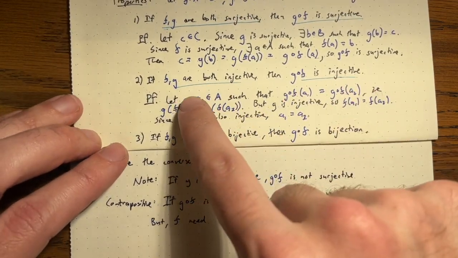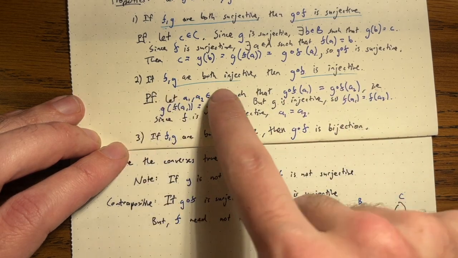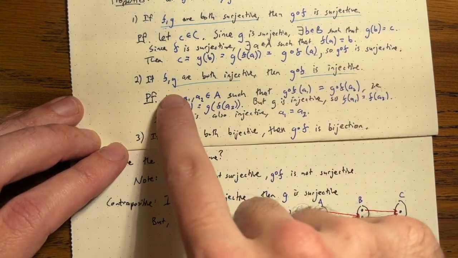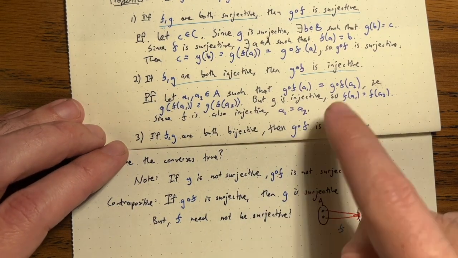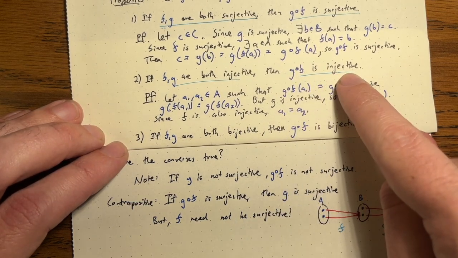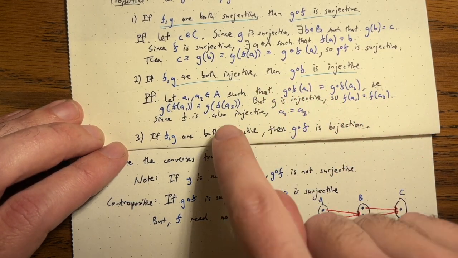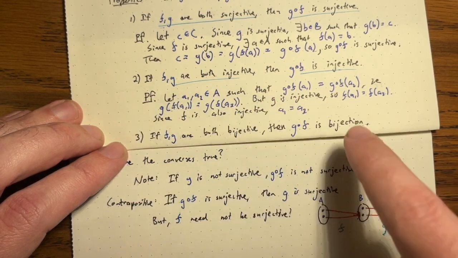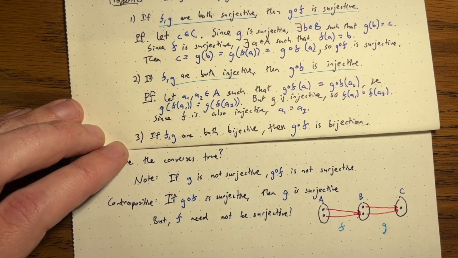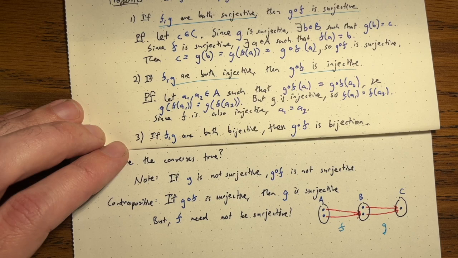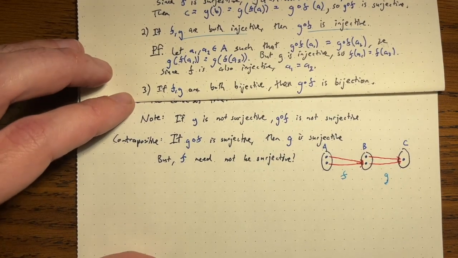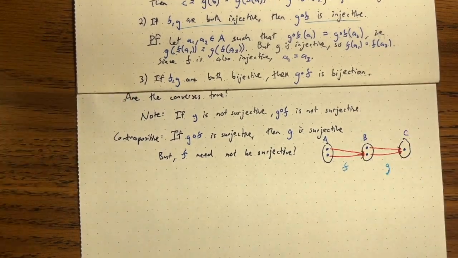And it turns out you can prove a similar partial converse of this second one. If g composed with f is injective, it's kind of the opposite of here. It turns out that f has to be injective, but g might not be injective. And you should try to come up with an example of that.